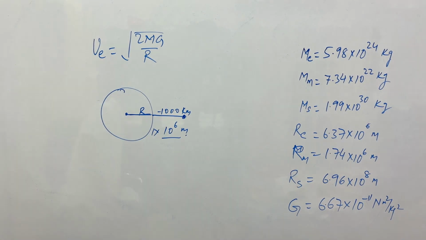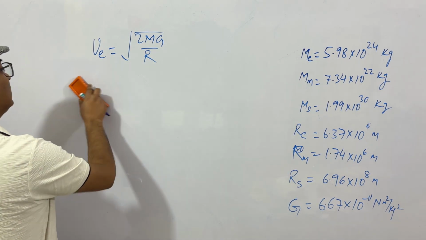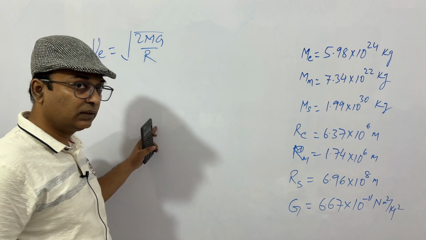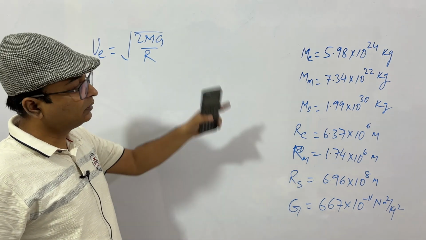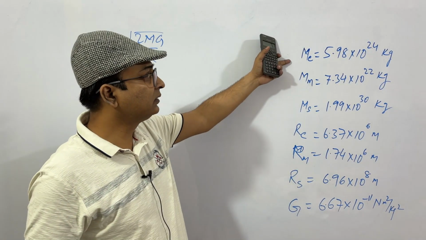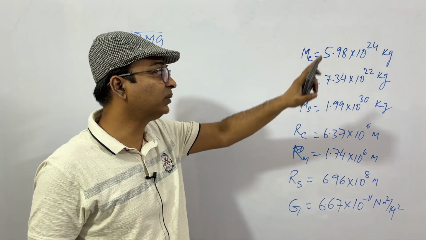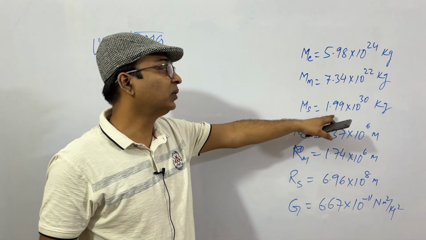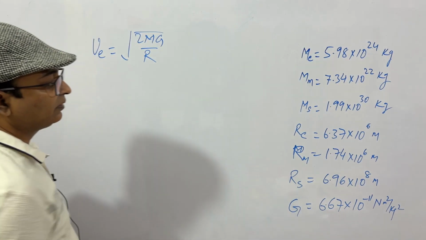So we have this very good question where it says that a body is at a distance of 1000 km from the surface of Earth, Moon and Sun. We have to find the escape velocity of all these. In all these cases, all the values are given. Mass of Earth 5.98 into 10 to the power 24 kg, mass of Moon 7.34 into 10 to the power 22 kg, mass of Sun 1.99 into 10 to the power 30 kg. Similarly, we have radius of Earth, Moon and Sun and the value for gravitational constant.